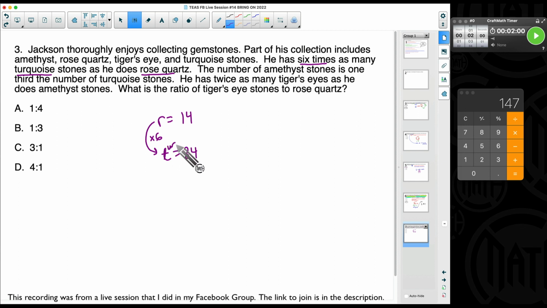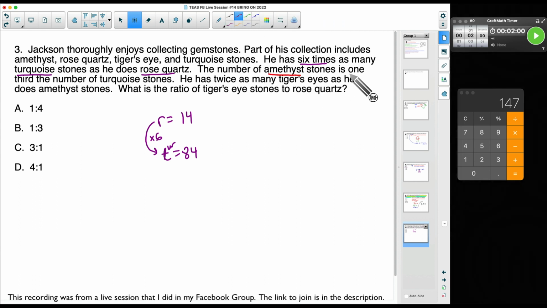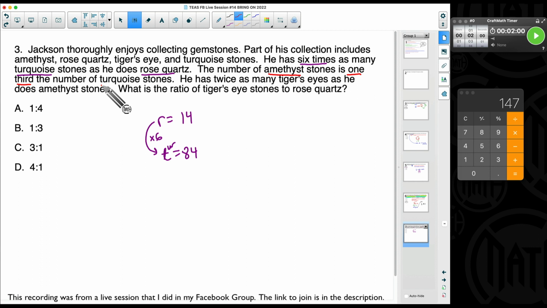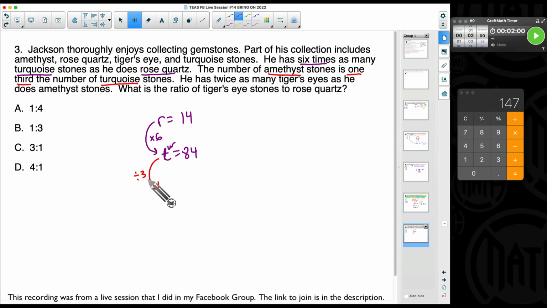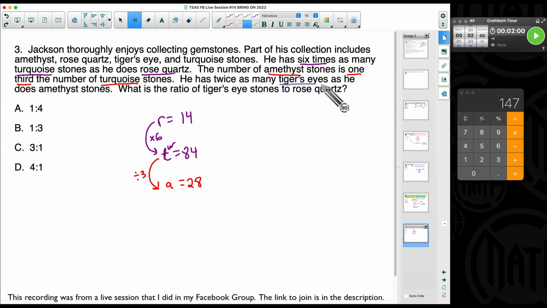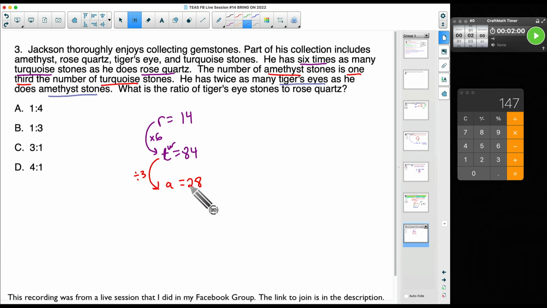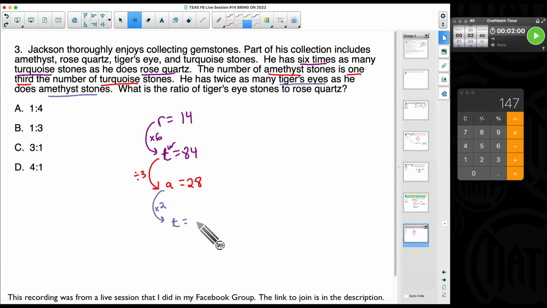And I'm going to write TUR, just not to confuse with the tiger's eyes. Amethyst, what do we know about amethyst? One third the number of turquoise. Turquoise is 84. We need to divide this by 3. We're doing the same math if you don't notice that. So therefore the amethyst, 84 divided by 3 gives us 28. And then last but not least, he has twice as many tiger's eyes as he does amethyst. Take our 28 amethyst, let's double it. And therefore he's going to have 56 of the tiger's eyes.